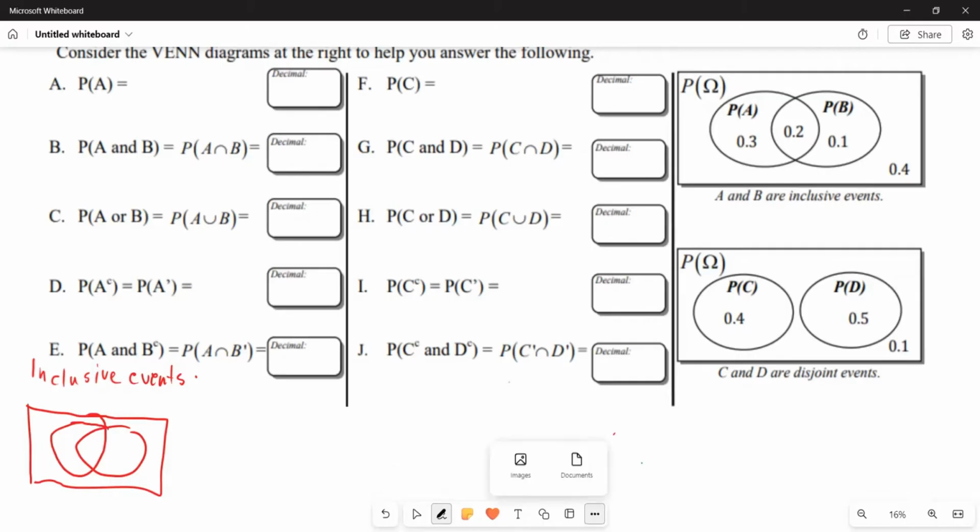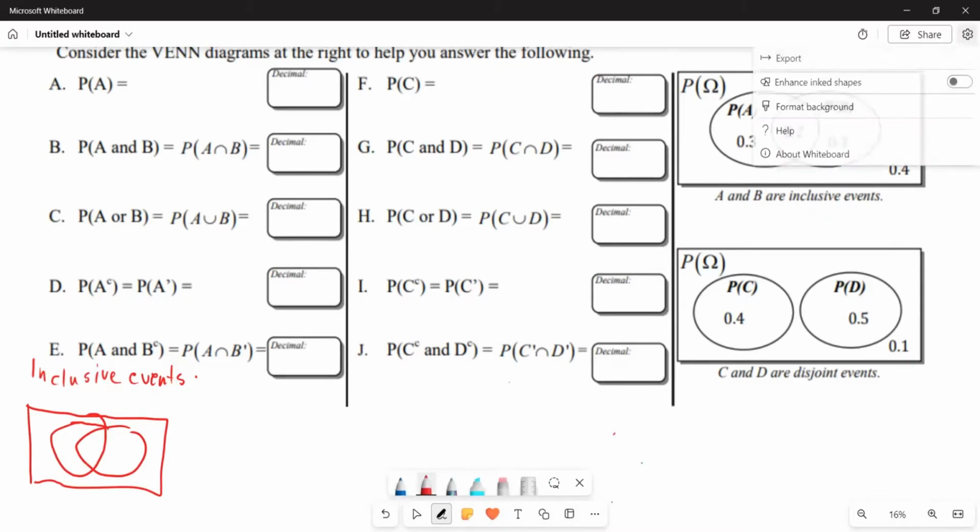Let me just make this so that I can be in a position to do that. Now, let me just fix this one. Yes. Thank you.